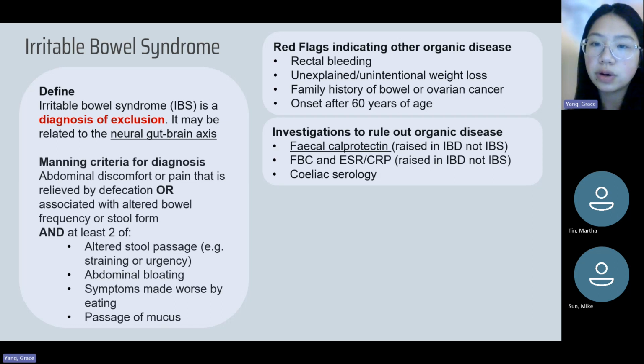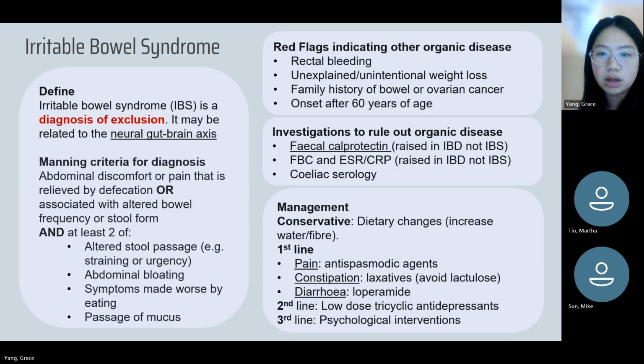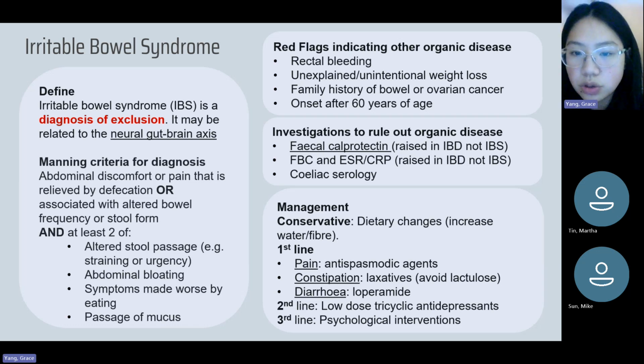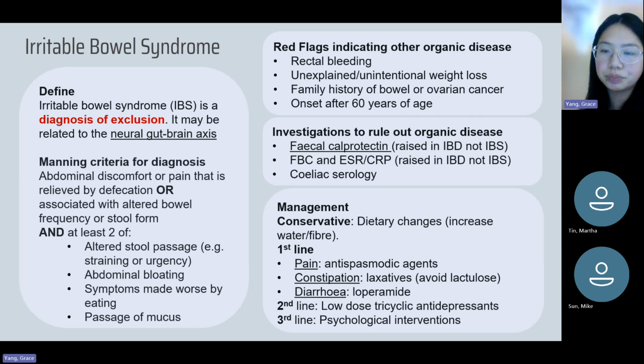So you need to do fecal calprotectin, which will be raised in IBD, but not IBS. Full blood count and ESR or CRP, which are also raised in IBD, but not IBS. Make sure there is no anemia, and do the celiac serologies, so the anti-TTGs and IgA. So the management is usually conservative.